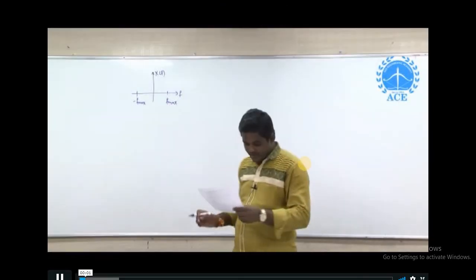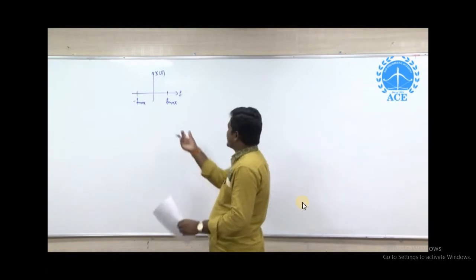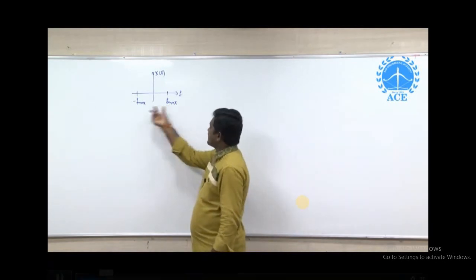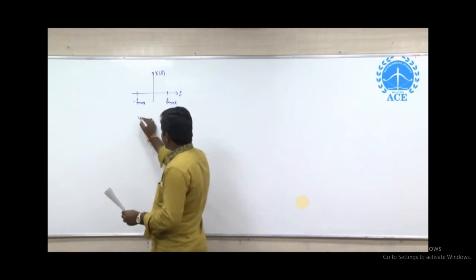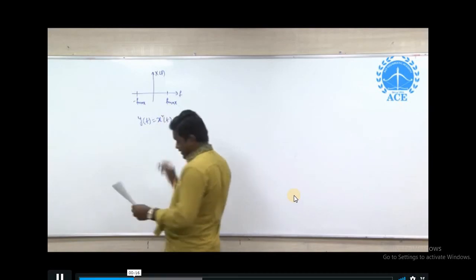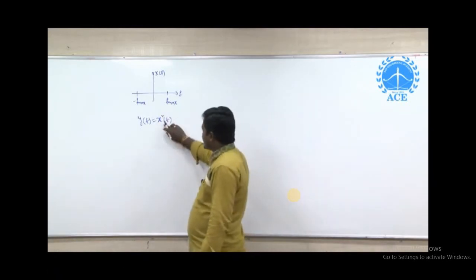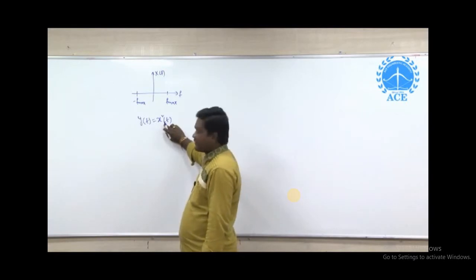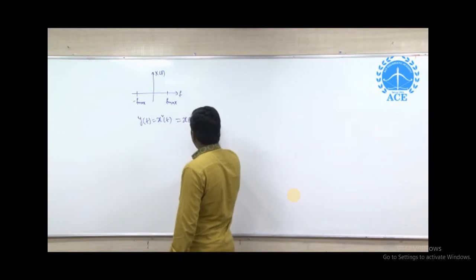See, the question is, the highest frequency present in the signal x of t is f max. See here, highest frequency is f max. Then, what is the highest frequency present in the signal y of t is equal to x square of t? So x of t highest frequency is f max. Then what is the highest frequency of x square of t? So I can write this as x of t into x of t.